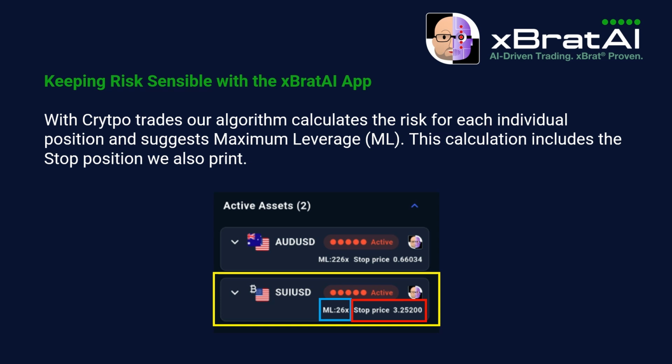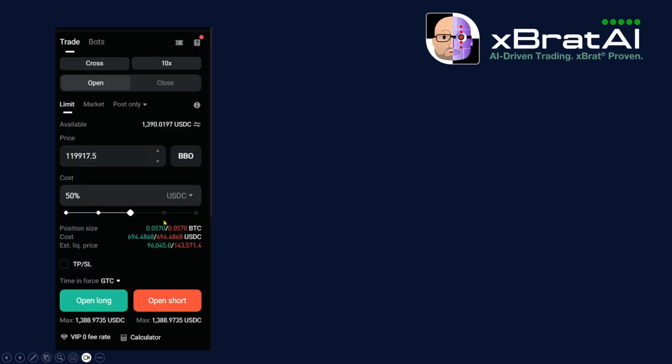Now, any leverage below 26x is what traders should be looking for. And if your risk appetite is no more than 10x, then stick to those rules. The algorithm simply suggests a sensible maximum.